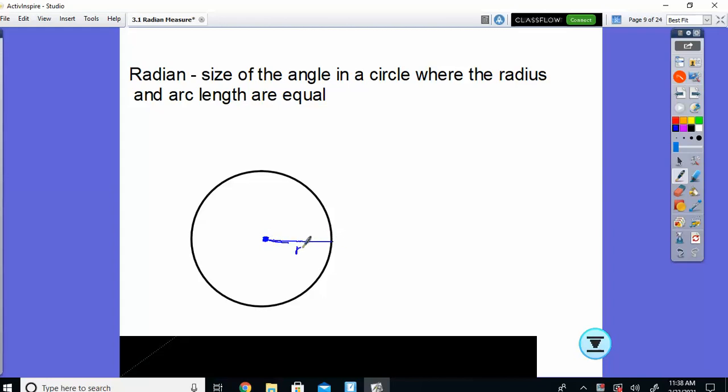So we know what a radius is. It's the distance from the center of our circle to the edge. Arc length is something we have not really talked about before. And arc length is the distance on the outside of the circle. We use the variable s to stand for arc length.